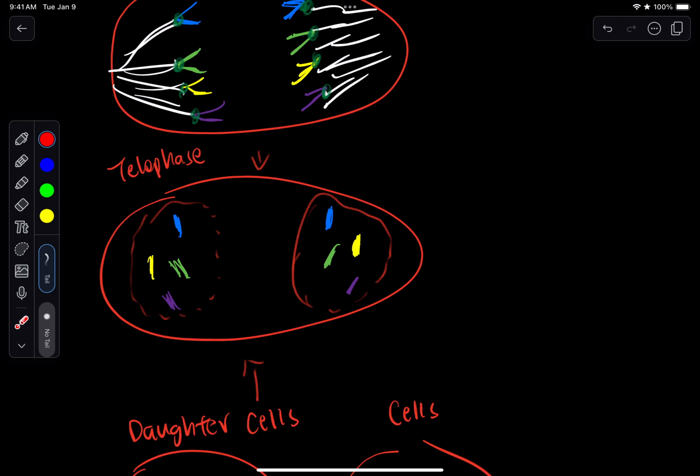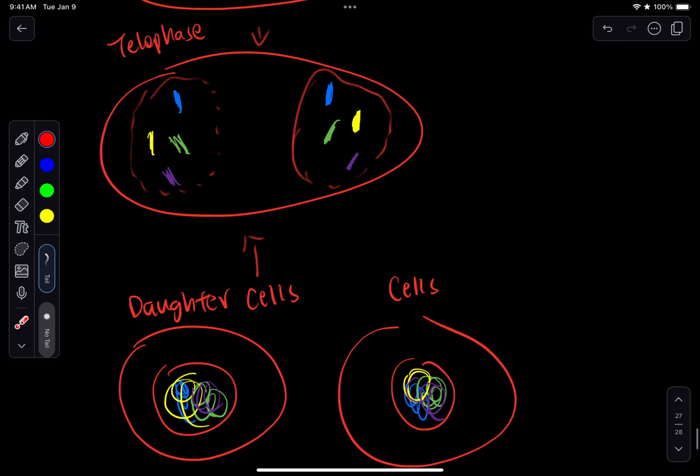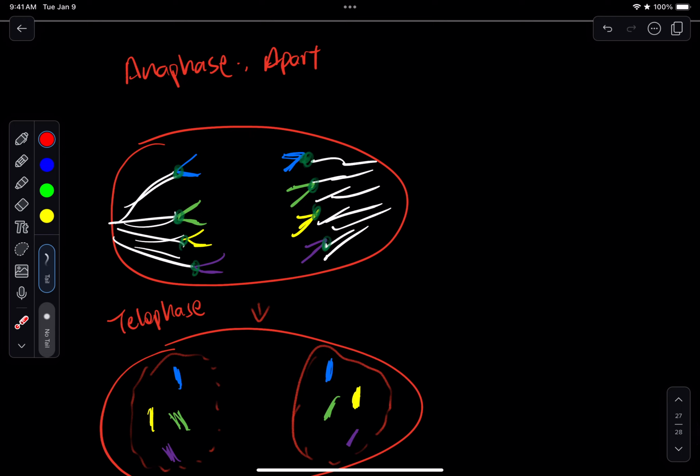Mitosis happens in practically every cell, except for sex cells, which are sperm and eggs. Those go through a process of meiosis, which is slightly different from mitosis. And that's it for this video.